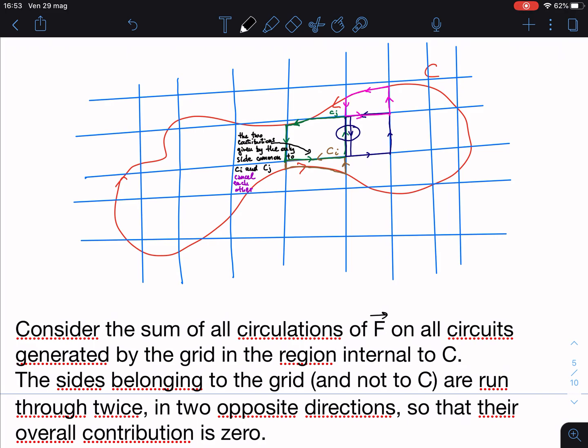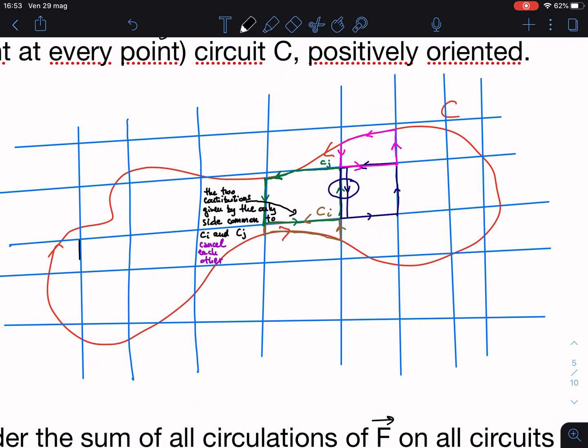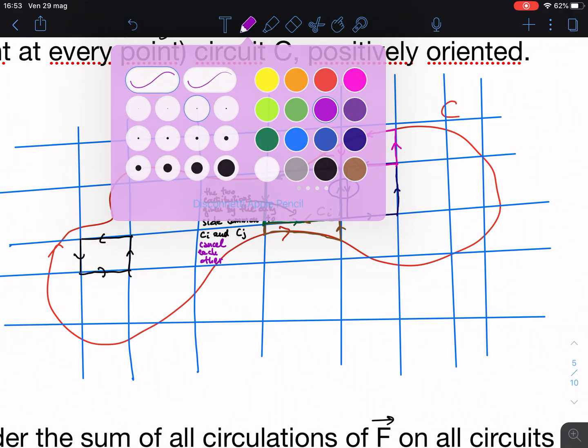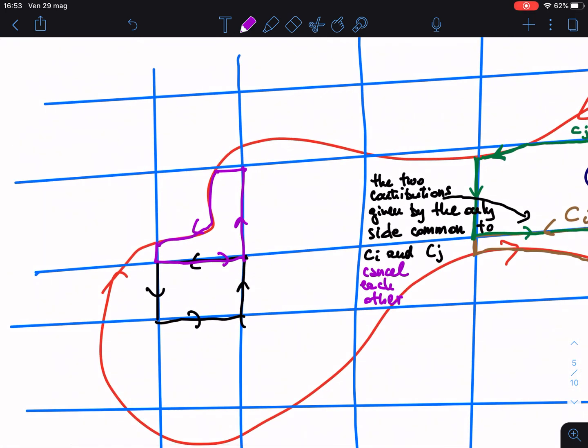And what do I mean by that? I mean that I consider the circulation, for instance, on this guy here. This is a circulation, and then another circulation here, always through a positively oriented curve. So I look here, for instance, I took these two circuits and notice that this circuit here has a side in common with the circuit here. So when I do the circulation of F on these two circuits, there is a contribution which is counted twice, and it is exactly the contribution of this side.